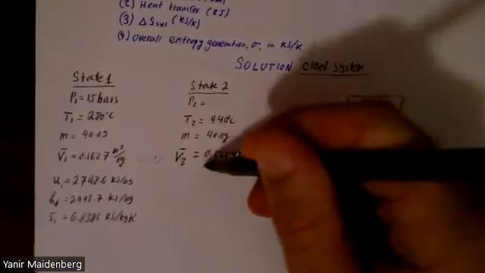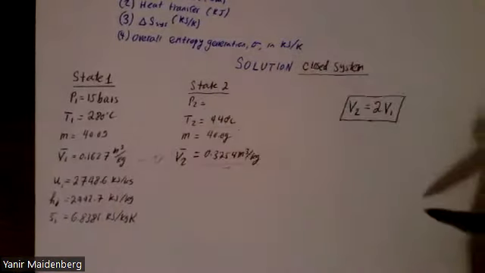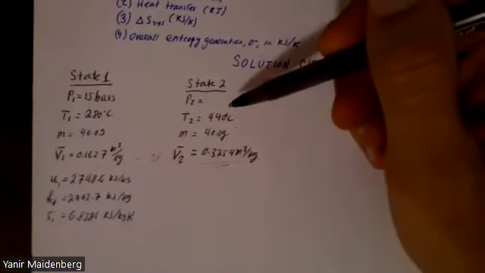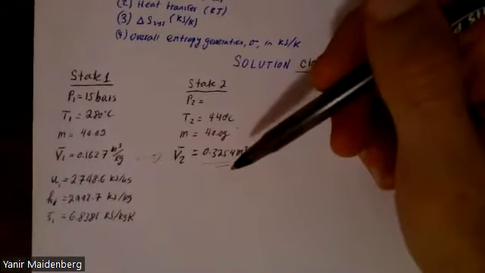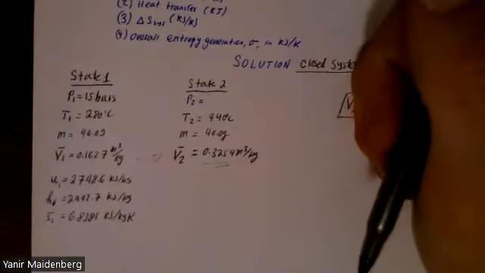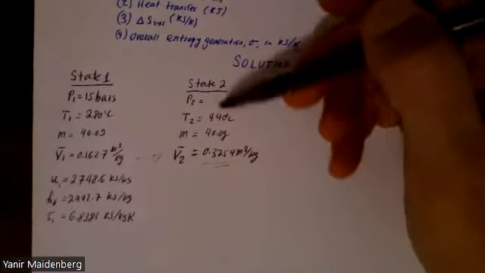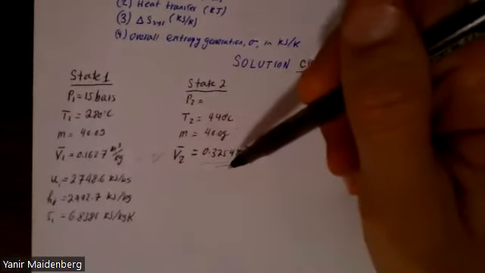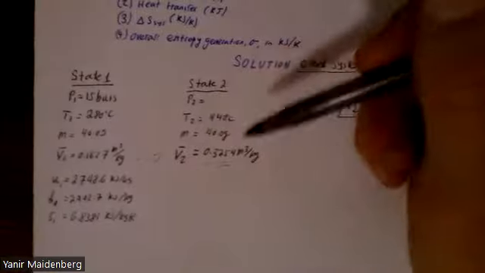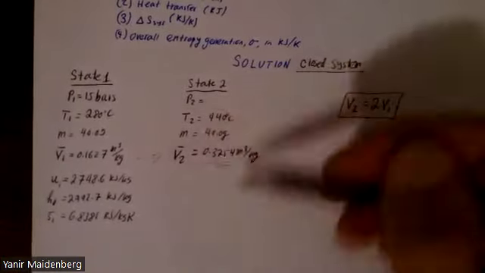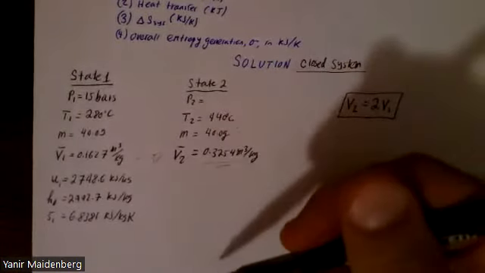So now I know that the volume here is double that of volume 1. I could not get any information prior because I didn't have two extensive variables being given to me. Now I do. I have the specific volume here. I have the temperature. I have mass. I have enough information to fill out this state.